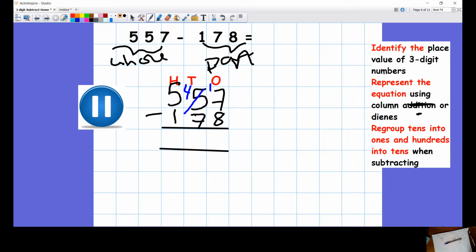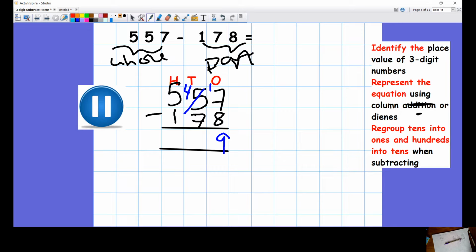Again, that place value knowledge, so important. 17 take away 8 is equal to 17 take away 7 is equal to 10, take away one more is equal to 9. So my ones column is sorted. Now I need to look at my tens column.